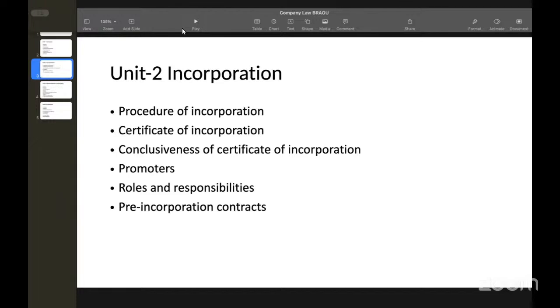So the last was risk associated with pre-incorporation contracts. There are two risks. That is, first is promoters' financial exposure. Promoters may be held liable if the company fails to adopt the contract. Next is third-party concerns. Other parties may hesitate to enter agreements without assurance of company ratification.